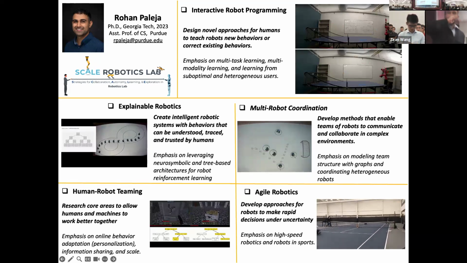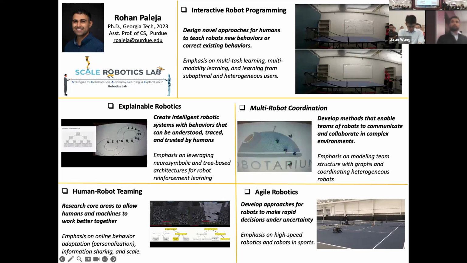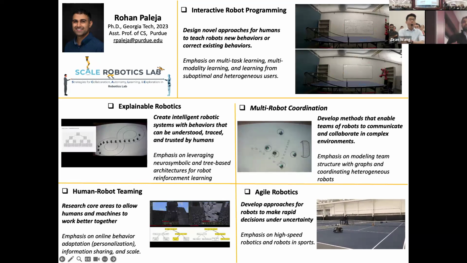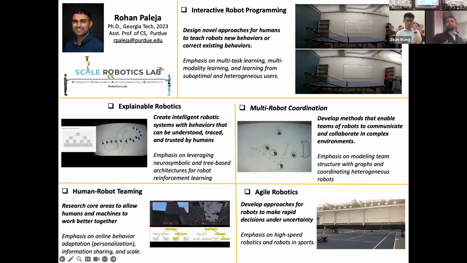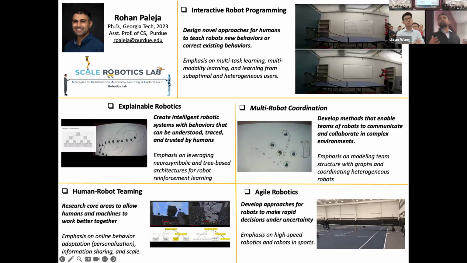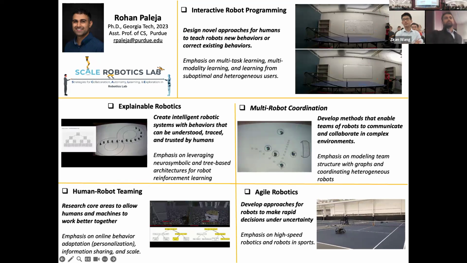Human robot teaming is something I've worked on for a little while now. And I think this focuses on allowing humans and machines to better collaborate together. So on the right-hand side, I have a human and an AI working together in Minecraft, because it's a little hard to deploy humans and robots in the real world just due to safety concerns. And I'm deploying some explainability to help the human understand the robot as it's teaming with it.